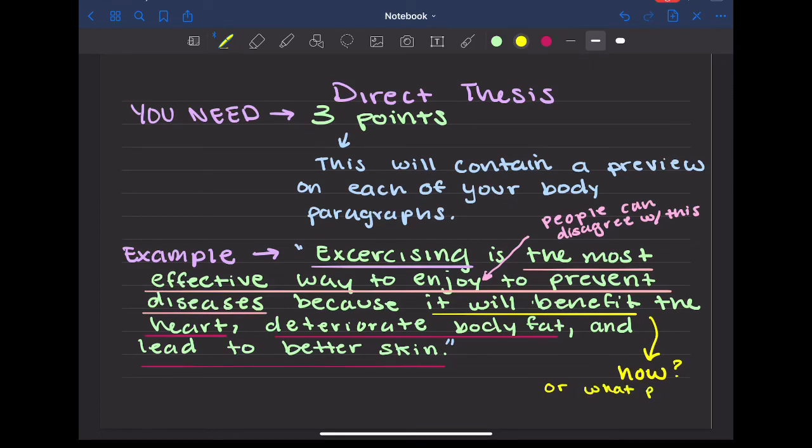Now let's take a look at these 3 points, which is also the reasoning towards why exercising is the most effective way to prevent diseases. It is because it will benefit the heart, deteriorate body fat, and lead to better skin. Now when I'm reading this essay, I do expect that the body paragraphs would follow along with this order of points and ideas. But overall, this is how you would write a direct thesis statement.